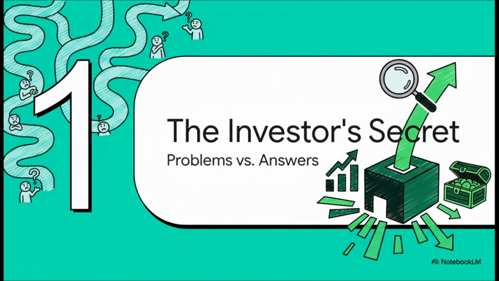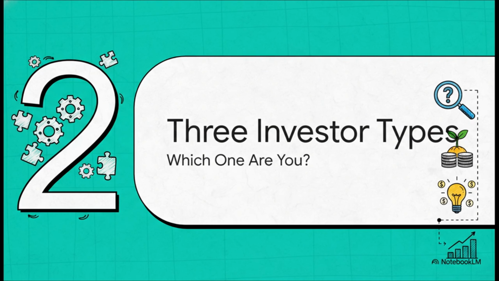So this brings us right to the heart of the investor secret. It's this fundamental difference between looking for problems and looking for answers. It sounds simple, but trust me, the financial implications are absolutely massive. So, how does this whole problem-seeking mindset actually work in the real world?